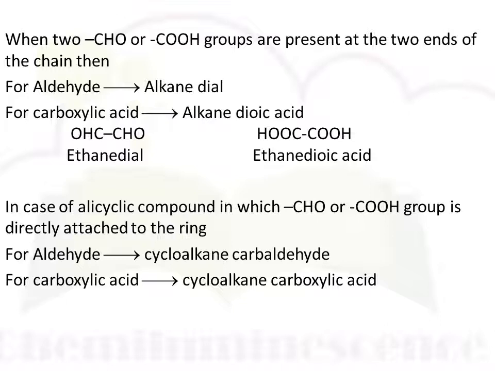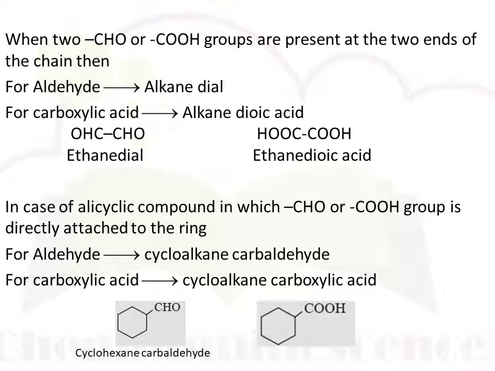Let's see with the help of an example. In this ring, you can see that there is a 6-member ring, on which this formyl group, that is the aldehydic functional group, is present. So first write the word cyclo, then the name of the alkane. Because 6 carbons are present in this ring, it is cyclohexane, and use the word carbaldehyde at the end because the aldehydic functional group is present. Hence the name of this compound is cyclohexane carbaldehyde.